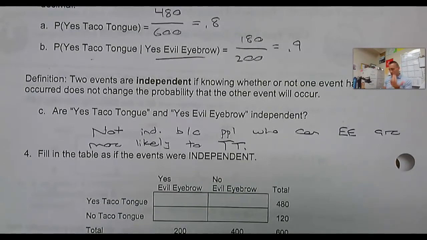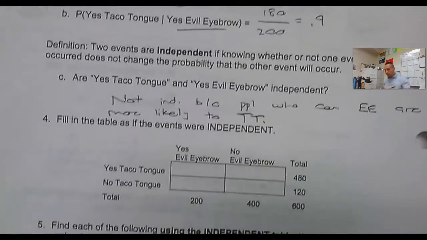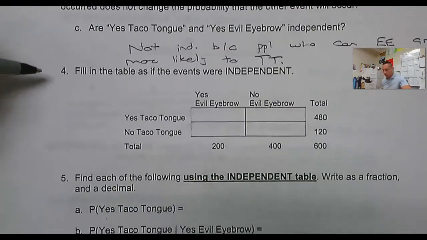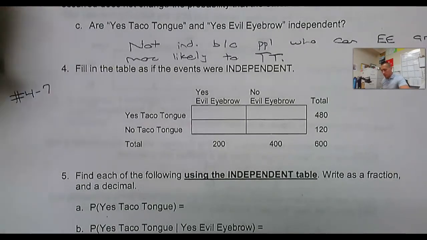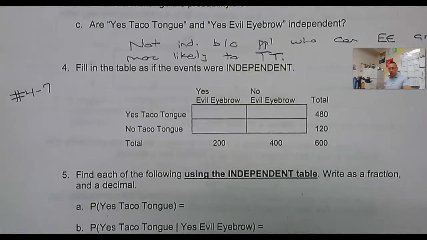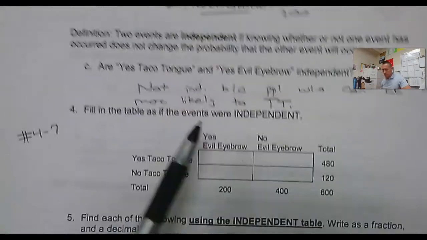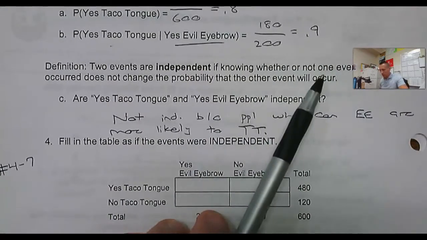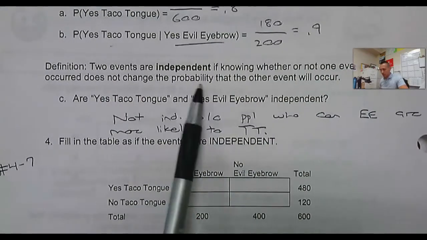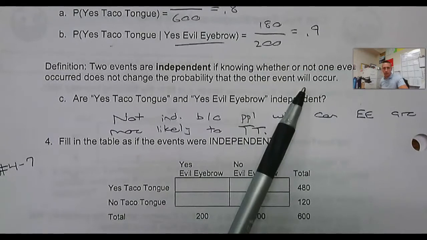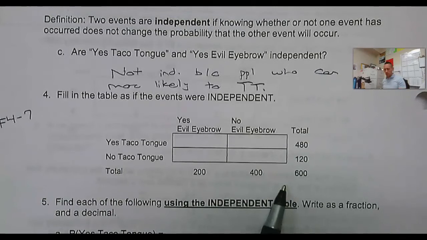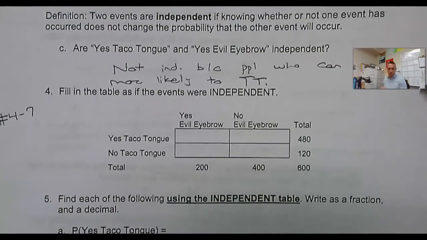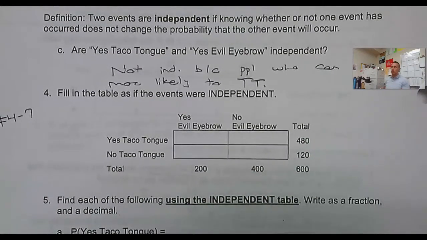So what I'm going to challenge you to do right now is go ahead and try to work through questions 4 through 7. 4 is going to be a little bit of a struggle potentially getting started with it, but keep in mind this definition. If knowing whether or not one event has occurred does not change the probability that the other event has occurred. Keep that in mind because you know the total percentage of people who can taco tongue and can evil eyebrow. You can use either one to fill out the rest of this two-way table.